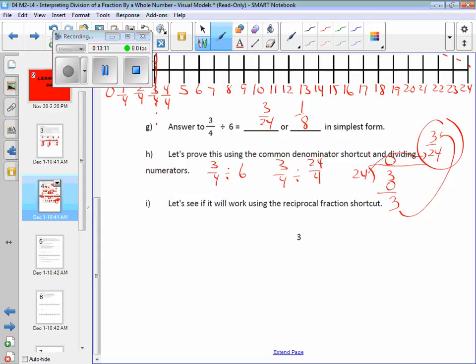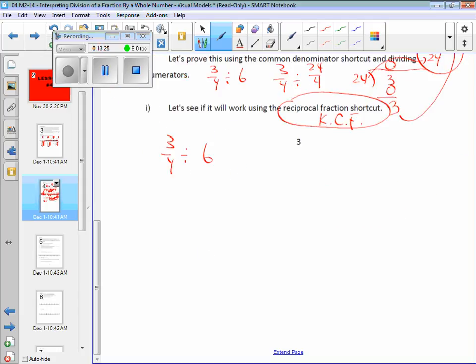Keep, change, flip. Ready? Reciprocal fraction shortcut is KCF. 3/4 divided by 6. Ready? What gets kept the same? What gets kept the same? Yes. Change division to multiplication. 6/1 becomes what? 3 times 1, everybody. 4 times 6, everybody. Magic.